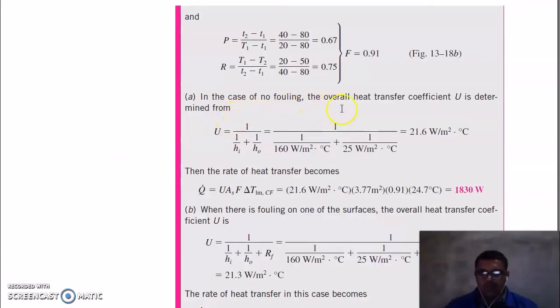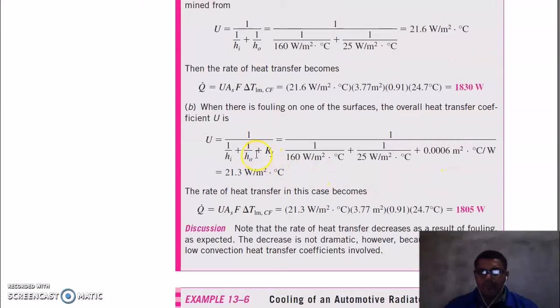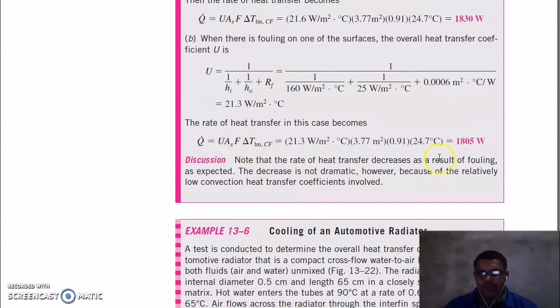Now in case of no fouling, the overall heat transfer coefficient is equal to 1 by Hi plus 1 by Ho. Inner and outer coefficients are given. So overall heat transfer coefficient is 21.6 watt per meter square degree Celsius. We know heat transfer is U AS F into delta T logarithm mean temperature for counter flow, which in this case is 18304 watt. Now if there is fouling, you have to add the fouling resistance. In that case your heat transfer is this, and your overall heat transfer coefficient is this.